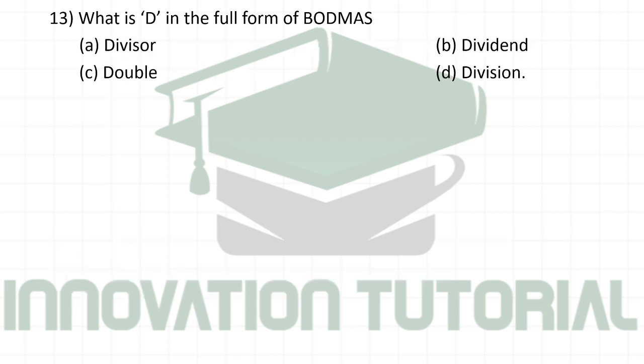It is, what is D in the full form of BODMAS? That is BODMAS. You all have studied BODMAS in your previous classes as well. So what is the full form? What is D in the full form of BODMAS? A, divisor, B, dividend, C, double, and D, division. So what according to you is D in BODMAS? Divisor, dividend, double, or division?